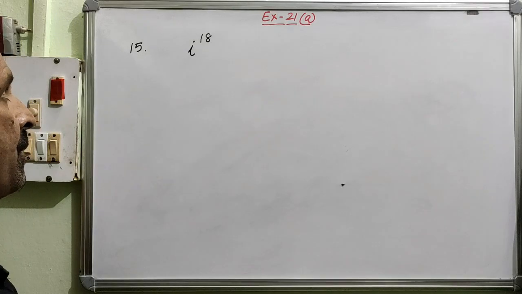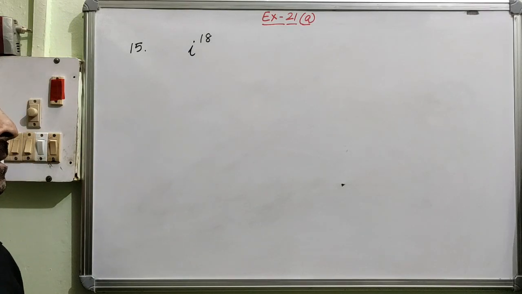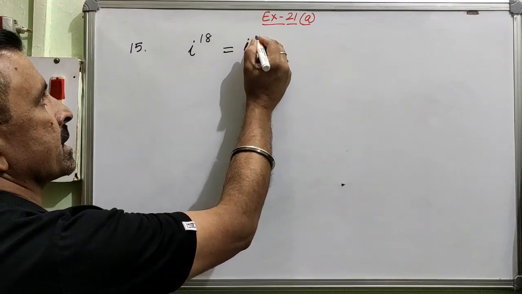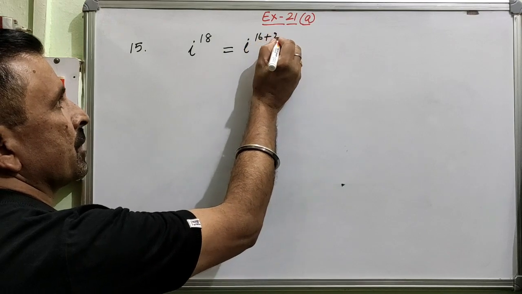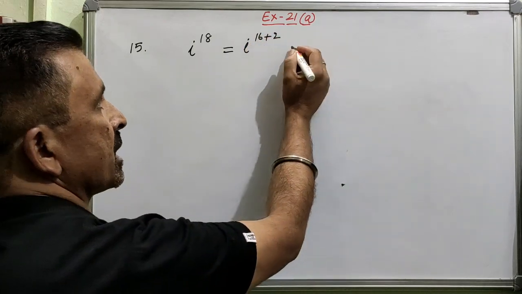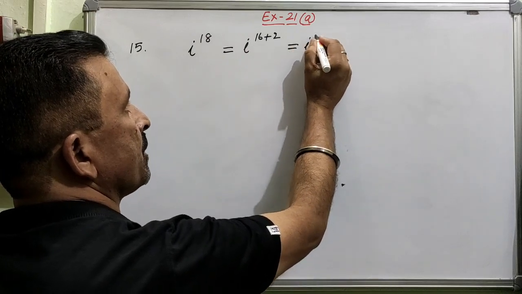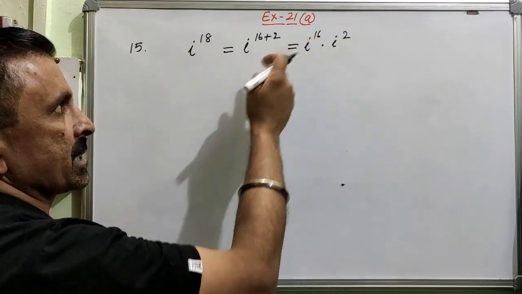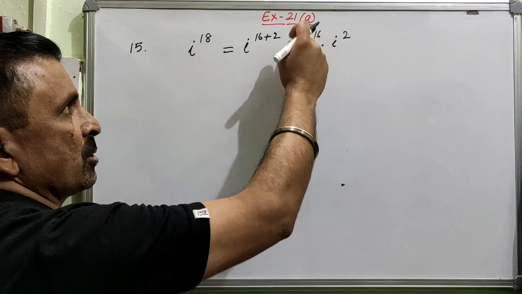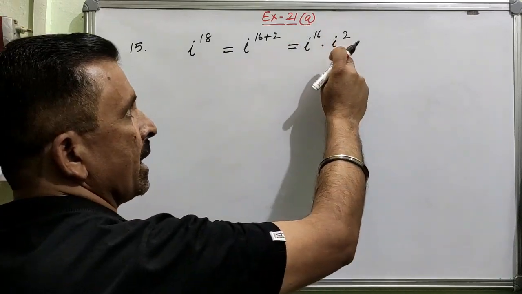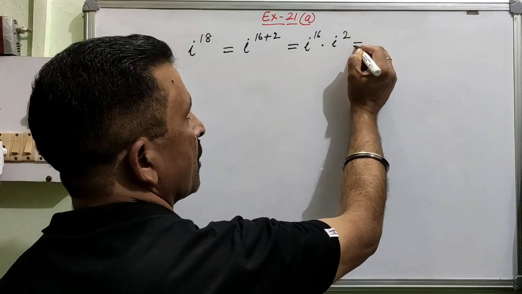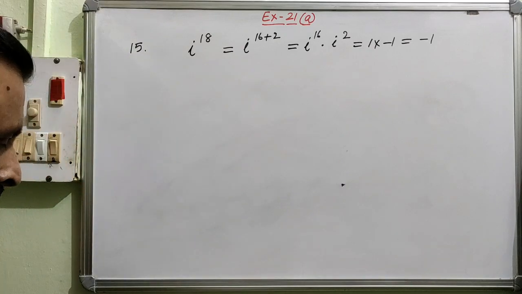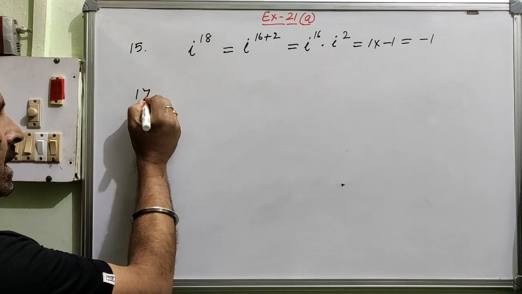Now, we are taking question number 15, where the question is i to the power 18, right? This is very simple. Once again, we can break this as 16 plus 2. We can use the reverse of the product law. Then it will become i to the power 16 times i to the power 2, right? Now this power 16 is a multiple of 4. That means the value of this i to the power 16 will turn into 1. And then i squared is equal to minus 1. Therefore, 1 into minus 1, the answer will be negative 1. Is it very clear?